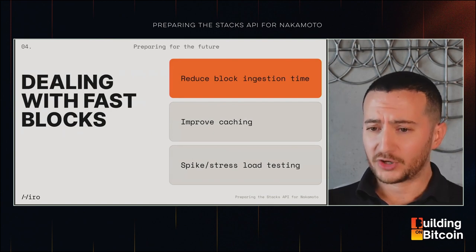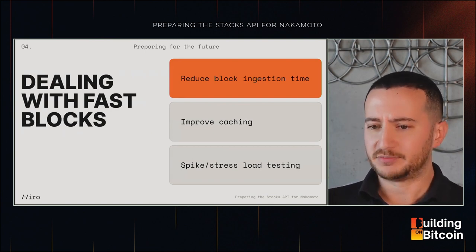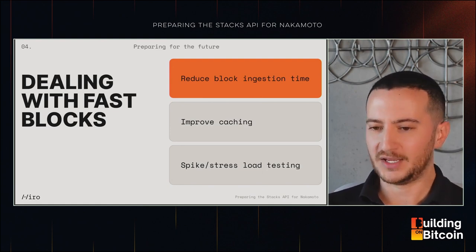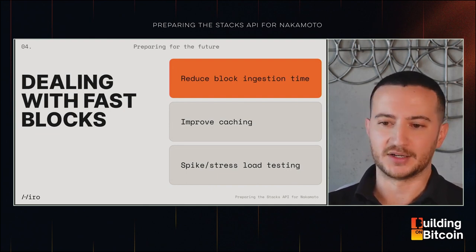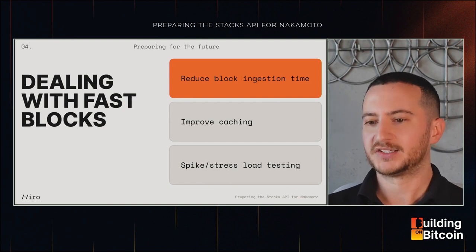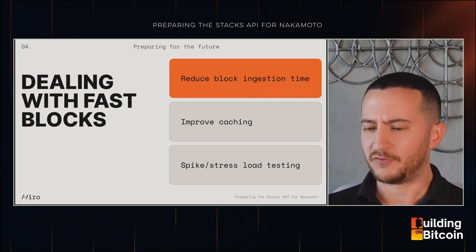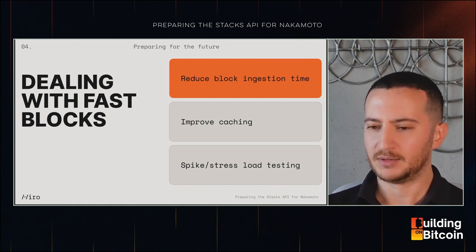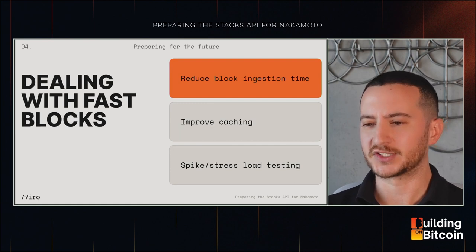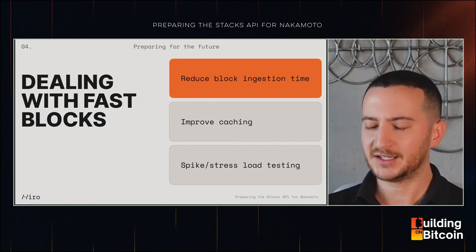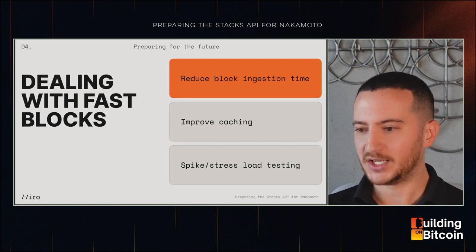So the work that we did for dealing with these fast blocks is basically reduced to 3 strategies. The first one, we obviously need to reduce the block ingestion time. If you remember, during the past period and present period, since blocks were 10 minutes apart, we were able to afford some slowness when we received a new block. We could process them in 10 seconds, 20 seconds, even 30 seconds when they were very full, because we made the assumption that that was not as high priority as the read side. However, now that's going to change, of course.